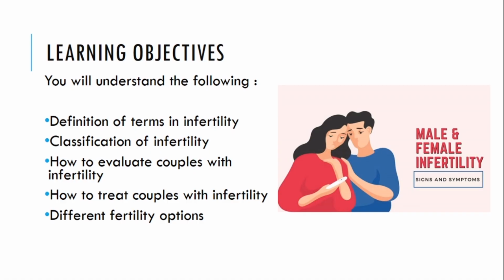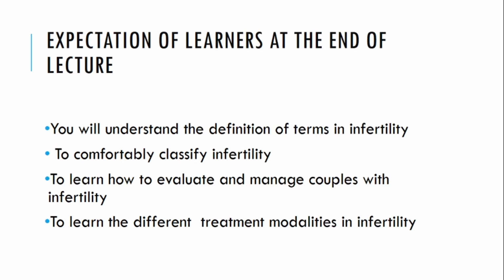The learning objectives: we'll be able to define the terms in infertility, classify infertility, evaluate couples with infertility, and treat couples with infertility. Then we look at different fertility options. The expectation of learners at the end of this lecture is to understand the definition of the terms, to comfortably classify infertility, to learn how to evaluate and manage couples with infertility, and to learn the different treatment modalities.